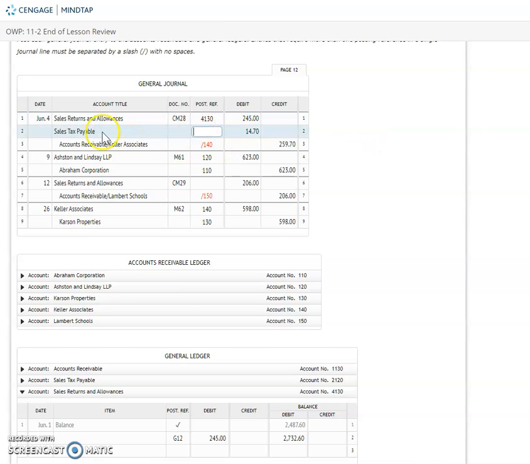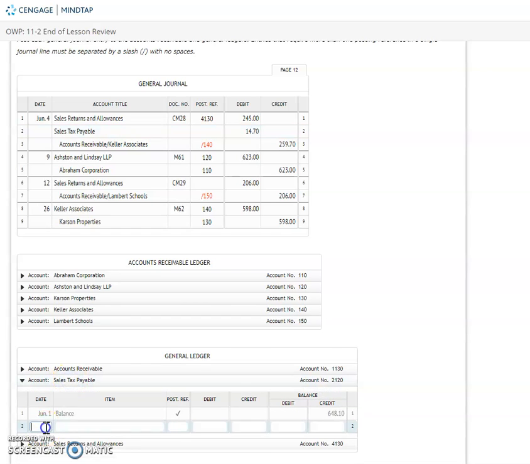Next, I'm posting to sales tax payable. The date is the 4th, G12. I have a debit of $1470. I have a credit and a debit, so I'm going to subtract. I have a credit balance then of $633.4, and my account number 2120 goes back up.